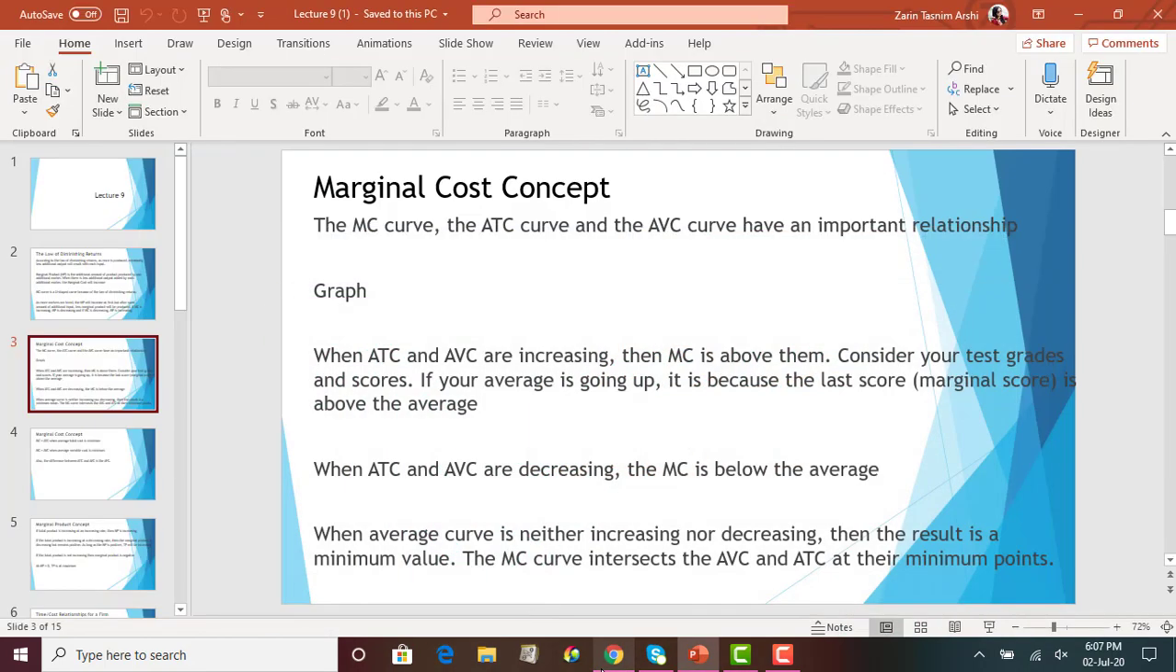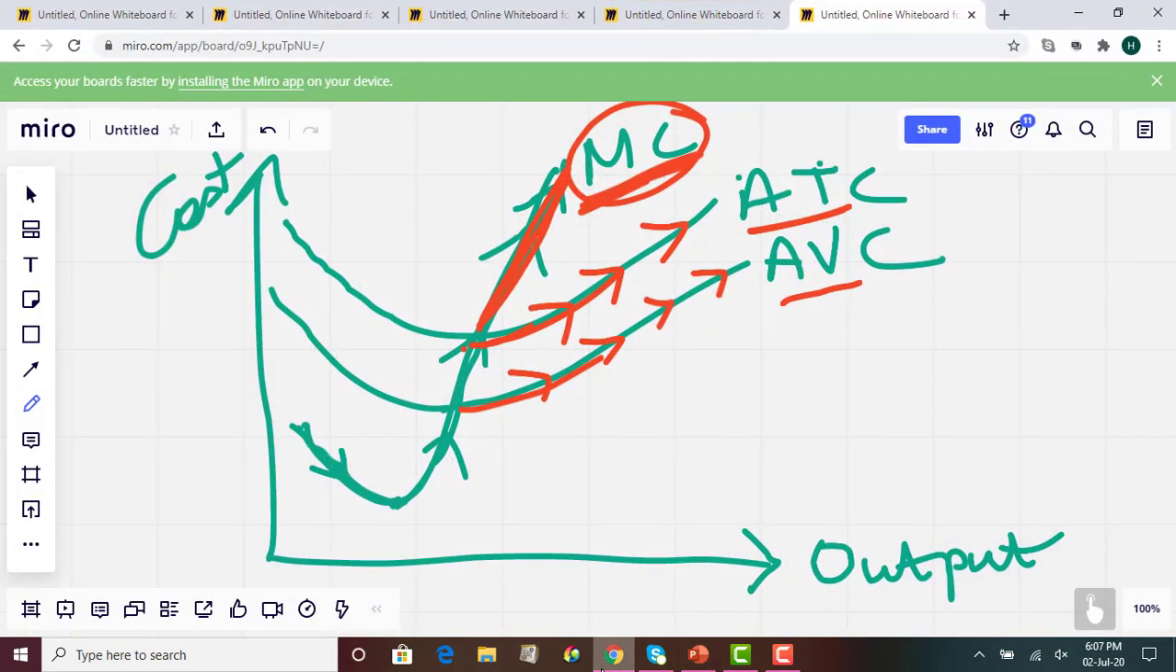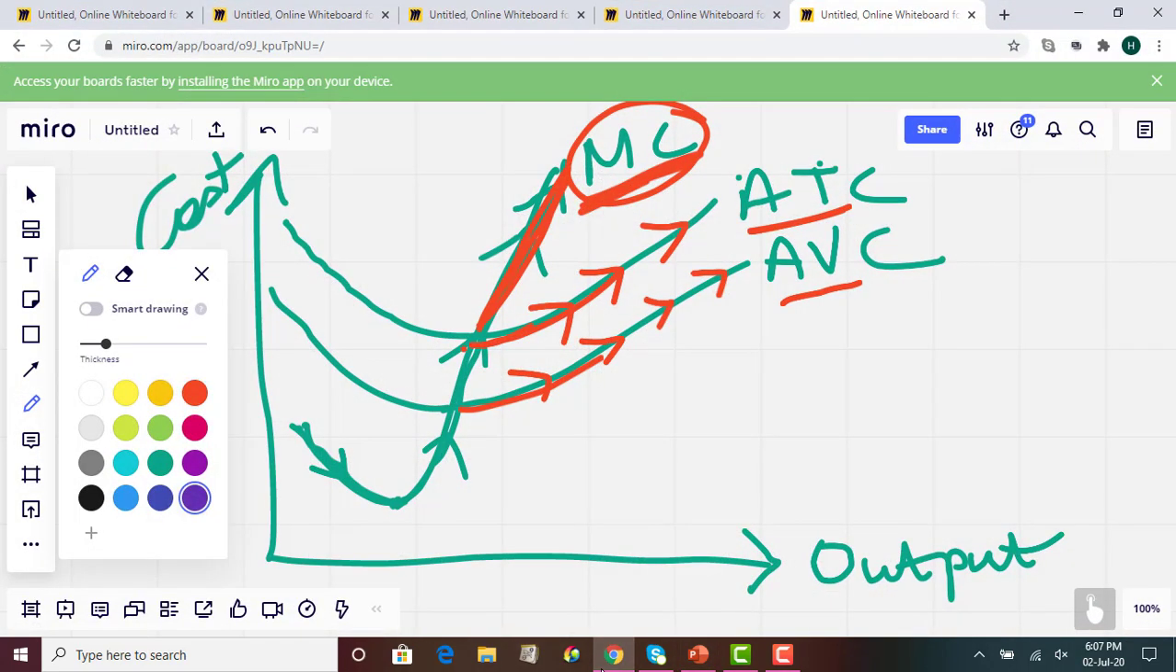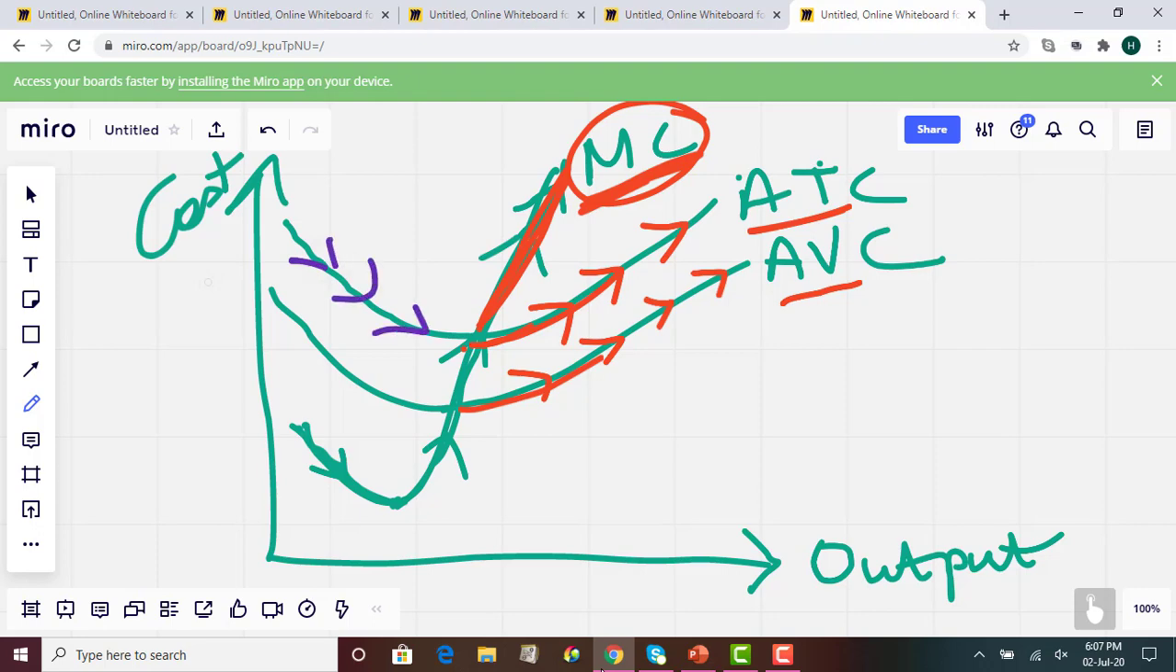Now on the other side, when average total cost and average variable costs are decreasing, the marginal cost is below them, right? That's also easy to see when they are decreasing. So this is the portion when average variable cost and average total costs are decreasing, and at that point the marginal cost is actually below average total cost and average variable cost.